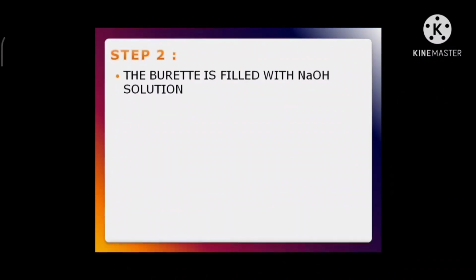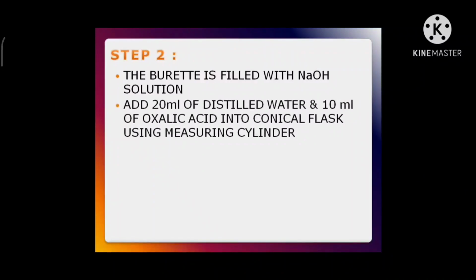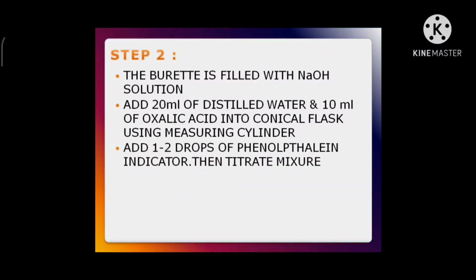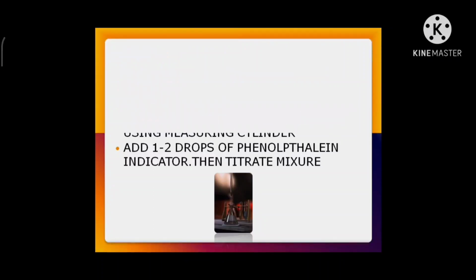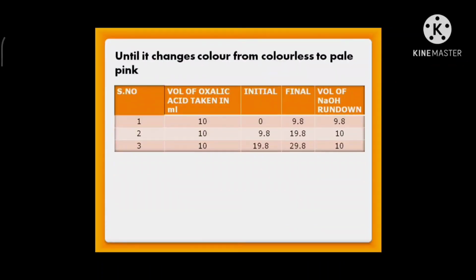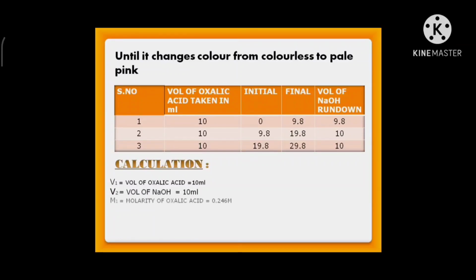Step 2. The burette is filled with NaOH solution. Add 20 ml of distilled water and 10 ml of oxalic acid into a conical flask using a measuring cylinder. Add 1 to 2 drops of phenolphthalein indicator and titrate it until it changes color from colorless to pale pink. Here the volume of NaOH run down, we got 10 as the concordant reading.